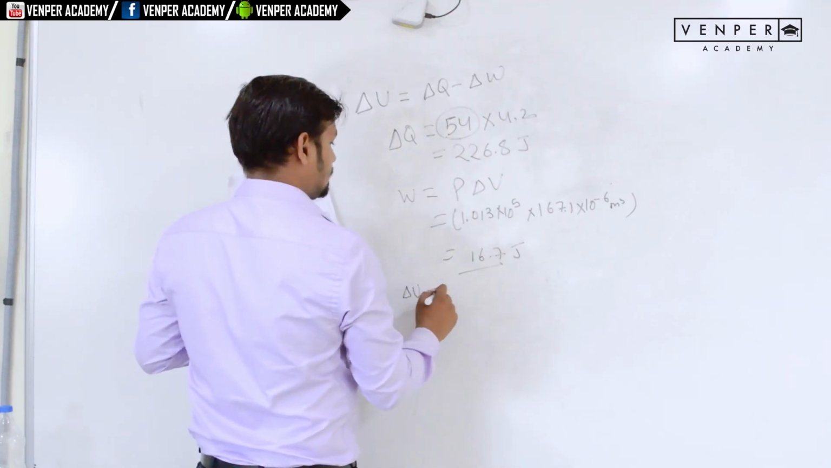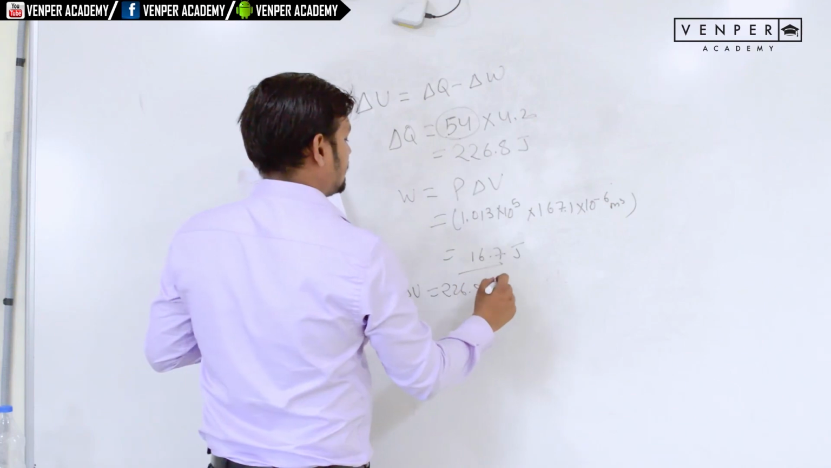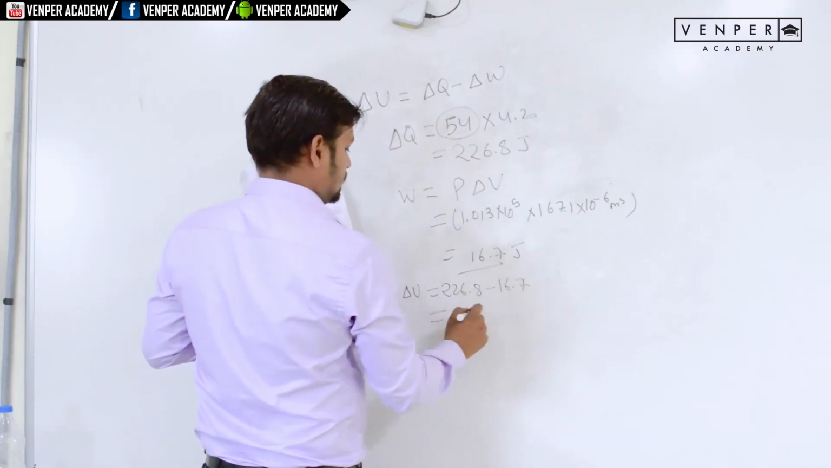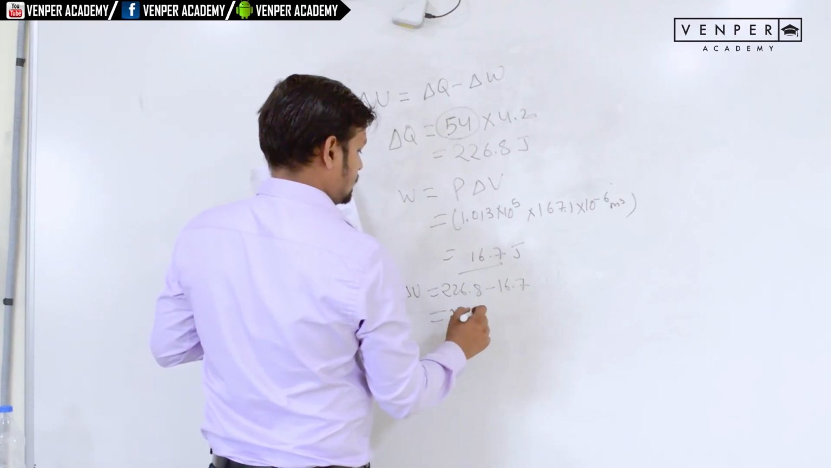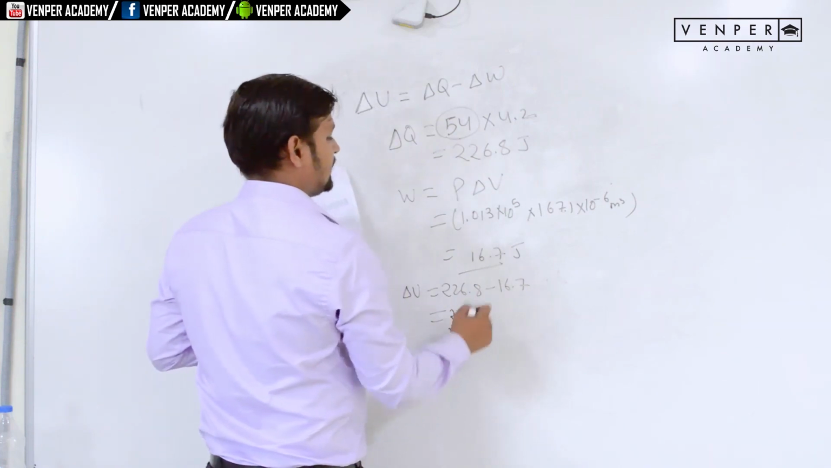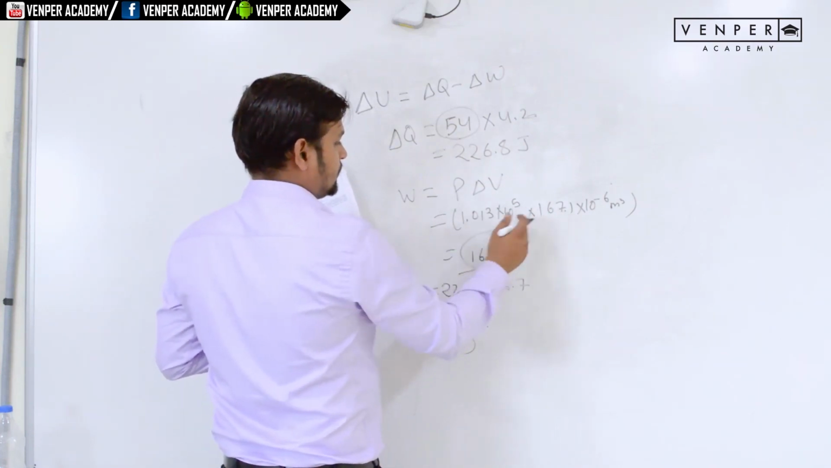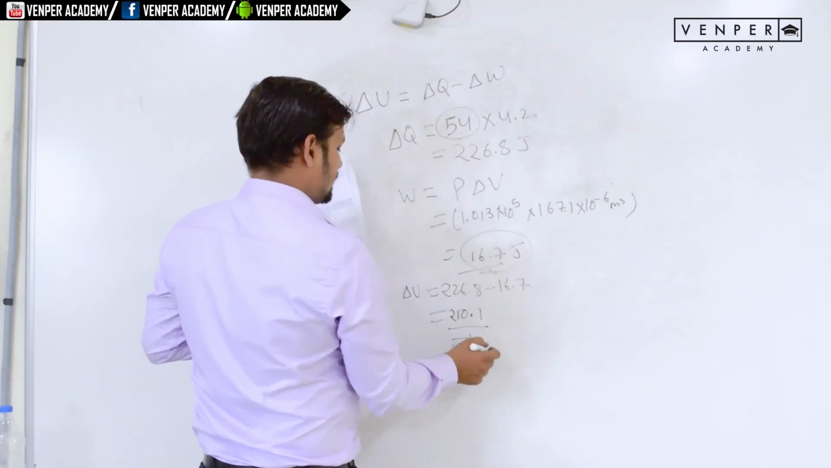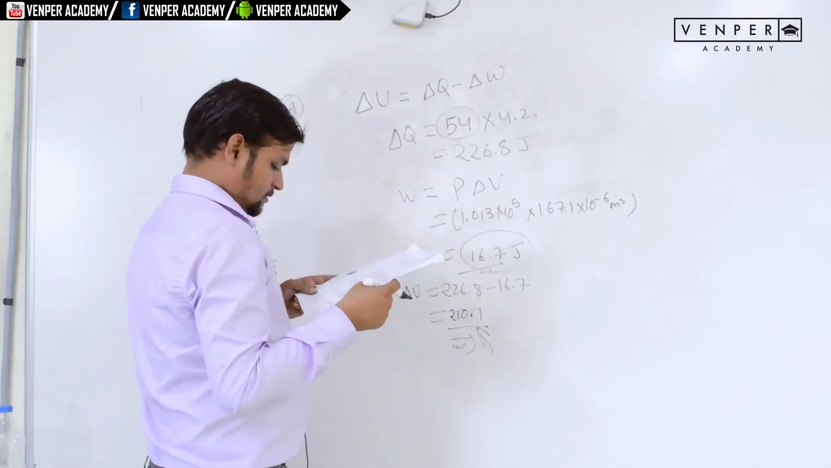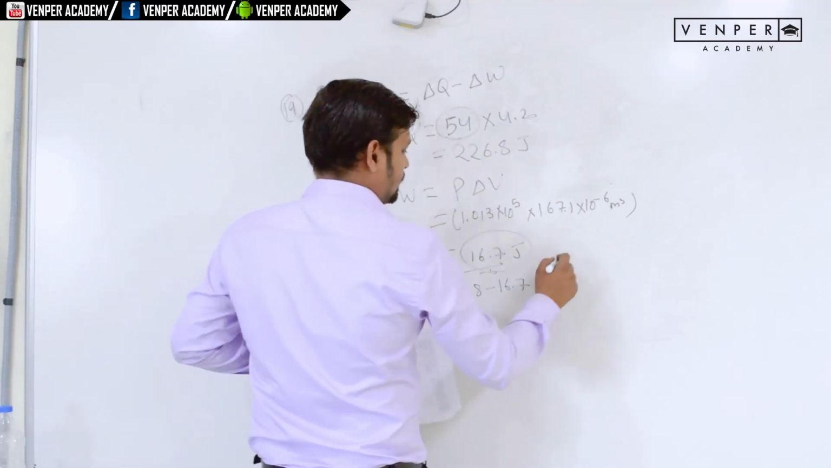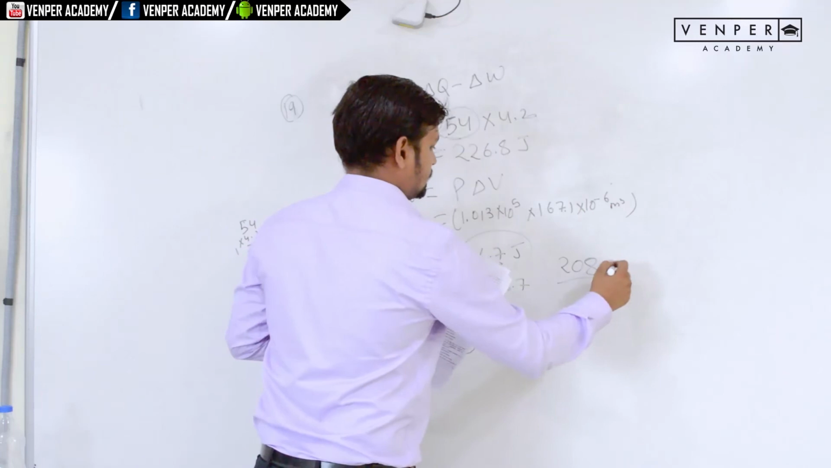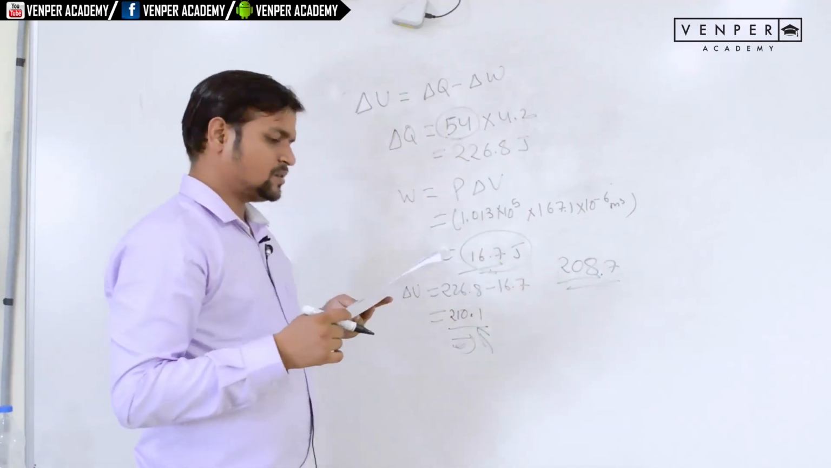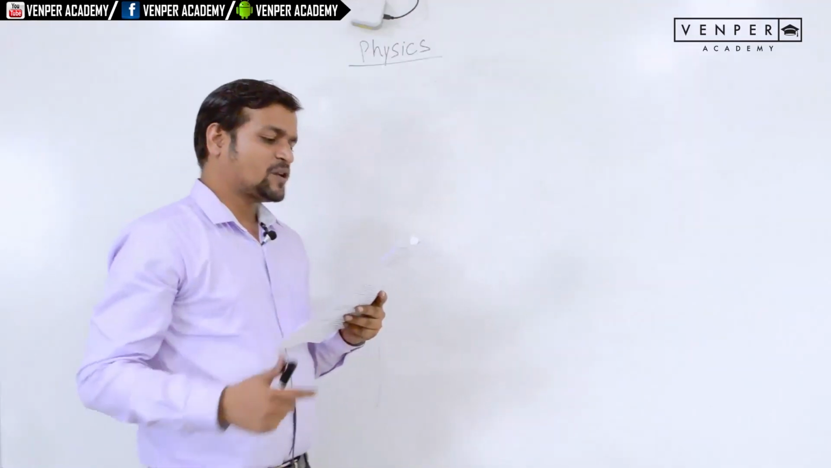So now just subtract these two. Delta U will be what? 226.8 minus 16.7. You will get this value as 210. See here, we did one approximation in this multiplication, so you will get a value slightly less than 210. So you can see that the fourth option is what? 208.7. So the correct option is the fourth one.